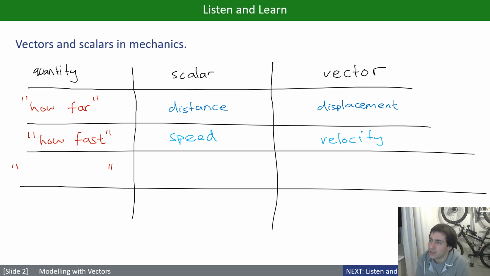And then finally, the last one, I mean, this is effectively acceleration. Let's assume I'm allowed to reuse a word from before. How fast is your speed or velocity changing?